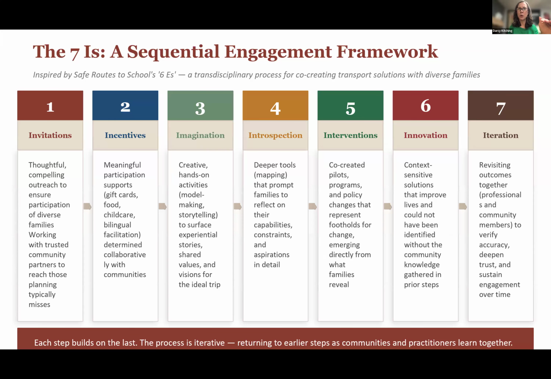I know this is provocative, but what I'm going to do is send Angel this deck. My research resulted in this engagement framework, which is a 7-part, I called it the 7 I's, which is kind of based on the 6 E's of Safe Routes to School. But I won't read all of this, but basically this is a sequential procedure to really do what I did. And then there is a set of questions that go with this as well.